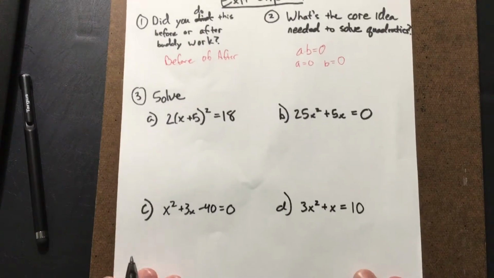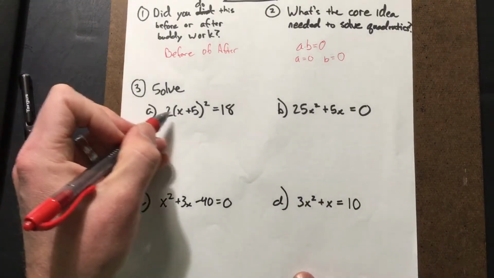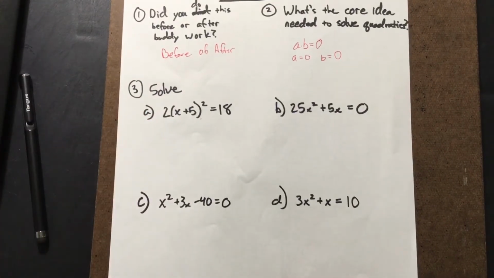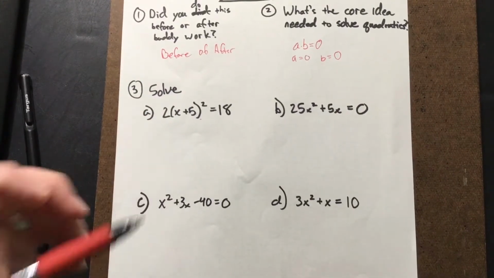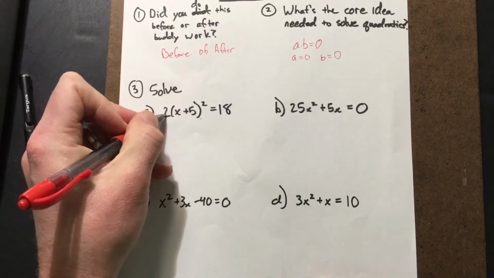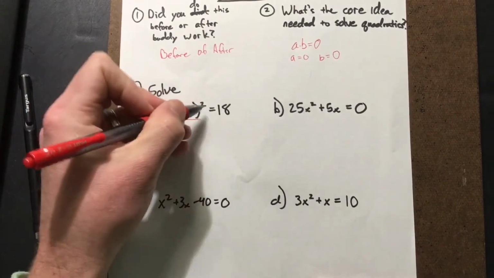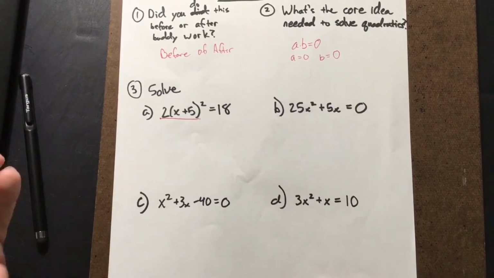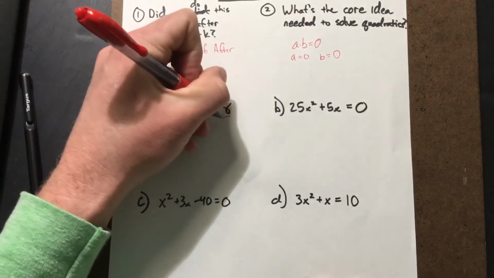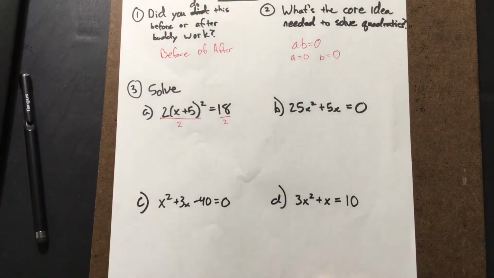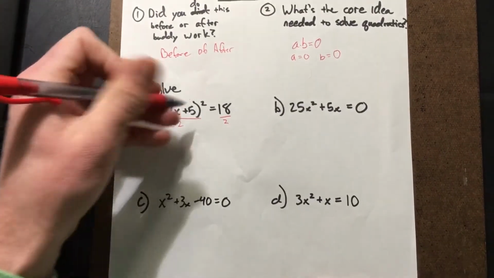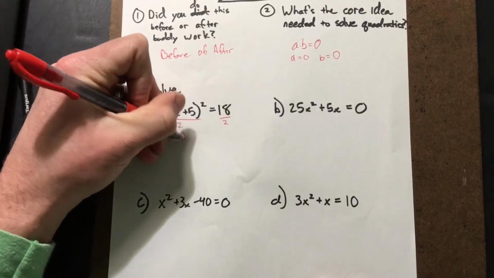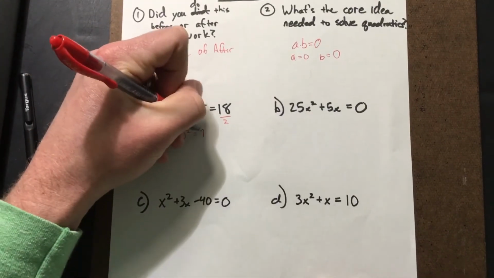So let's take a look at number 3 now. This one we're working on turning into a multiplication problem. But first, we want to get rid of this 2, because ultimately what we want to do is use square roots to solve that. Right now that 2 makes that a little difficult, and taking the square root of 18 is a little awkward as well. But when we get rid of the 2, we're now looking at the quantity x plus 5 squared is equal to 9.